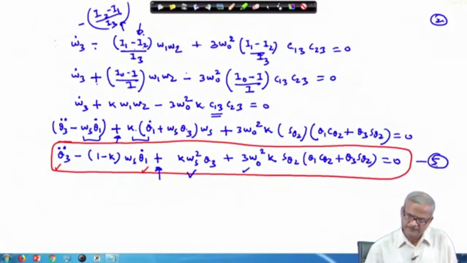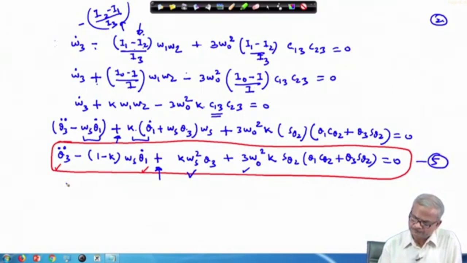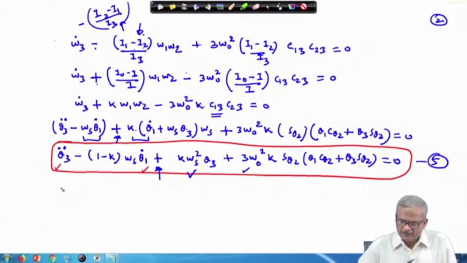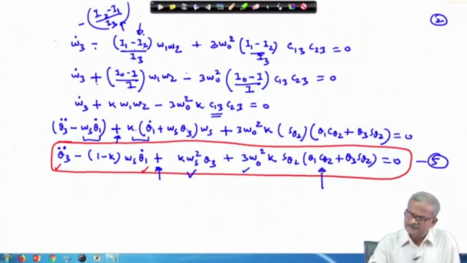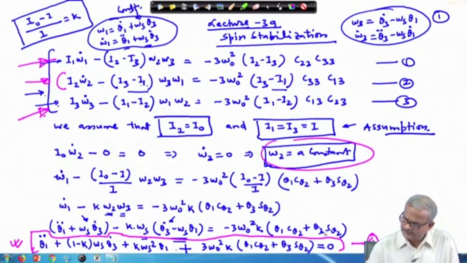this I will write as the equation number 5. Now, these two equations, though looking simple, but the problem is that here in this place and also here in this place, this particular term, this one, these are functions of sine and cosine, means these are the periodic terms.